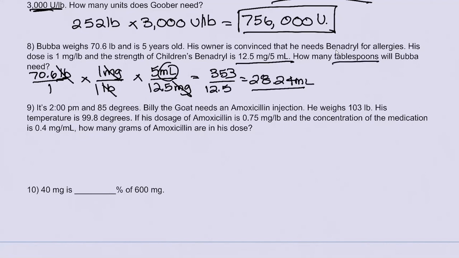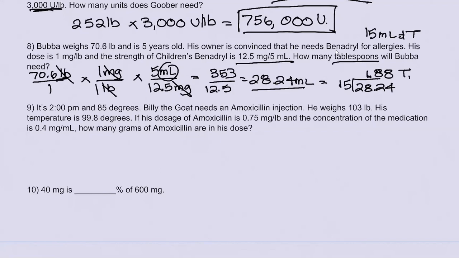Tablespoons. So now you have to know how many milliliters are in 1 tablespoon. And there are 15 milliliters in every tablespoon, for every 1 tablespoon. So now I just got to divide that. So 15 into 28.24. That gives me 1.88 tablespoons.